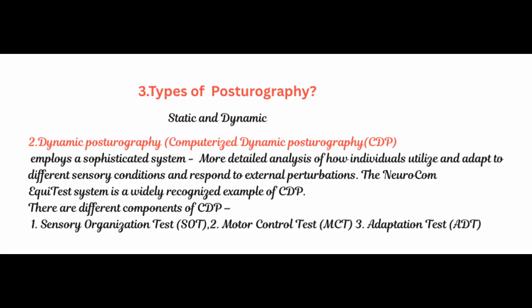The second type is dynamic posturography, or computerized dynamic posturography, or CDP. This employs a sophisticated system that can manipulate both the visual environment and the support surface in a controlled manner. This allows for a more detailed analysis of how individuals utilize and adapt to different sensory conditions, and also how individuals respond to external perturbations. An example of this is the NeuroCom EquiTest system. This is a widely recognized example, and there are different components of CDP like the sensory organization test, motor control test, adaptation test, etc.